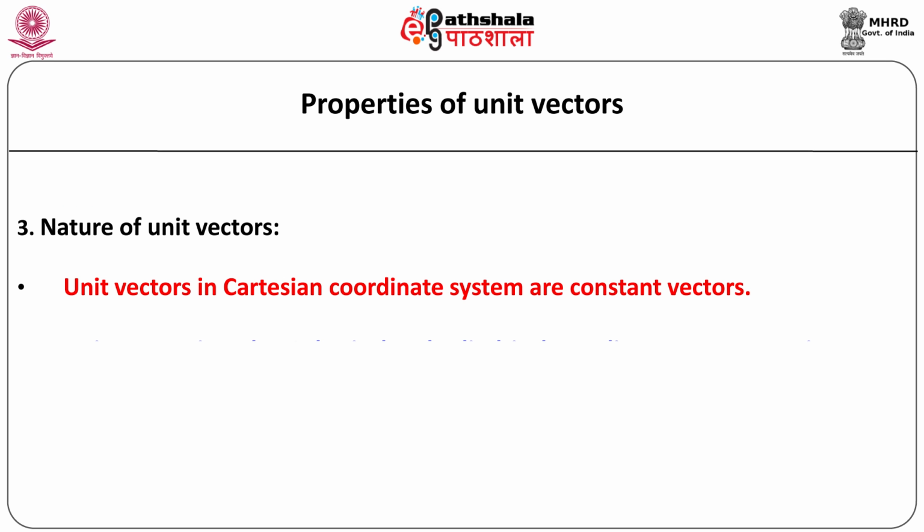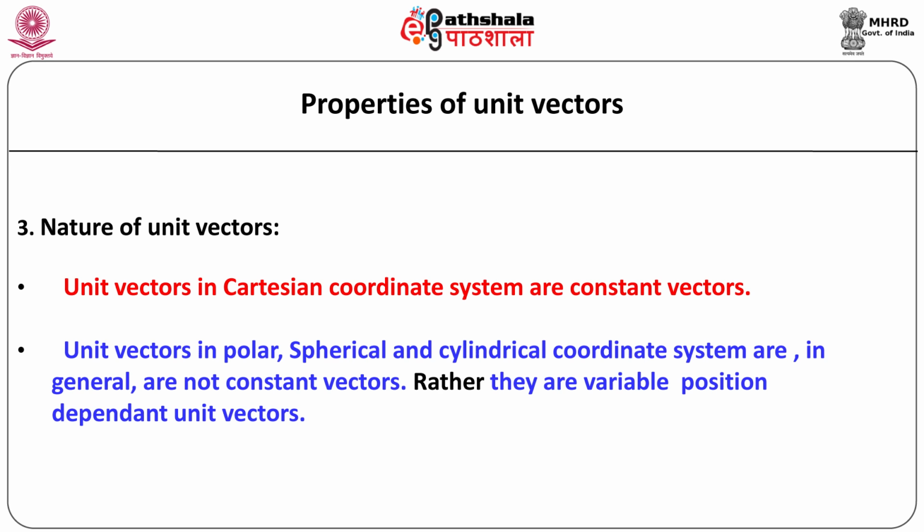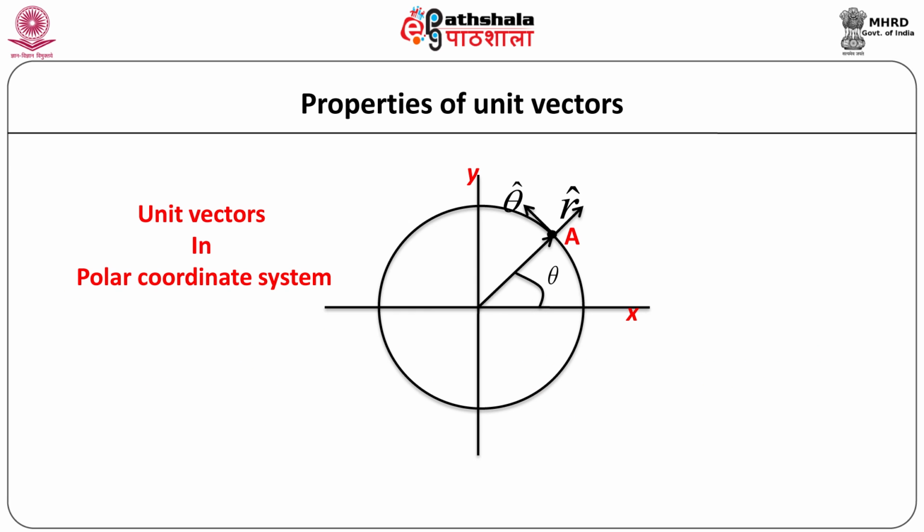It is worthwhile to note that unit vectors in Cartesian coordinate system are constant vectors. Unit vectors in polar, spherical and cylindrical coordinates, on the other hand, are in general not constant vectors. Rather, they are variable, position dependent unit vectors. As an example, observe the unit vectors at two different points A and B in polar coordinate system.